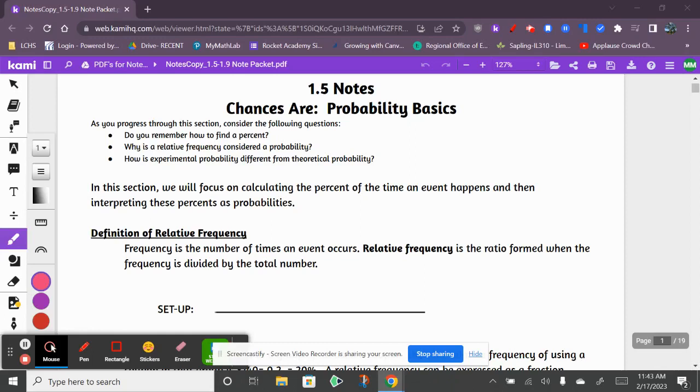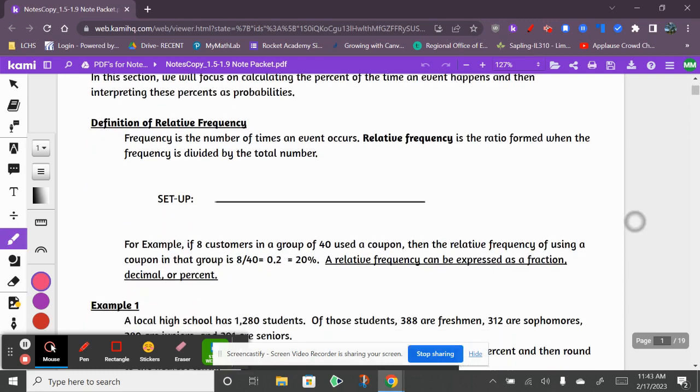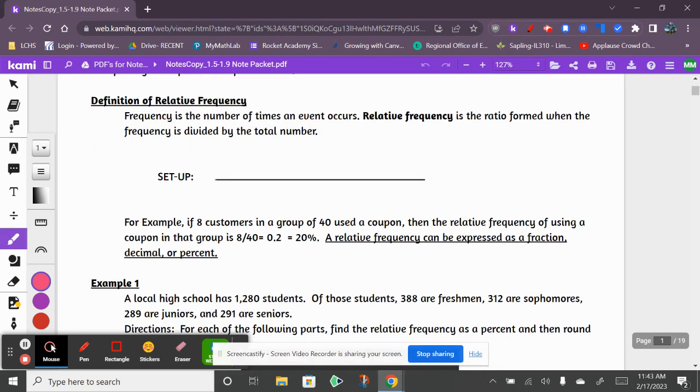Hi everyone, so these are going to be your 1.5 notes looking at probability. In this section we will focus on calculating the percent of the time an event happens and then interpreting these percents as probabilities. Our first definition is of relative frequency.